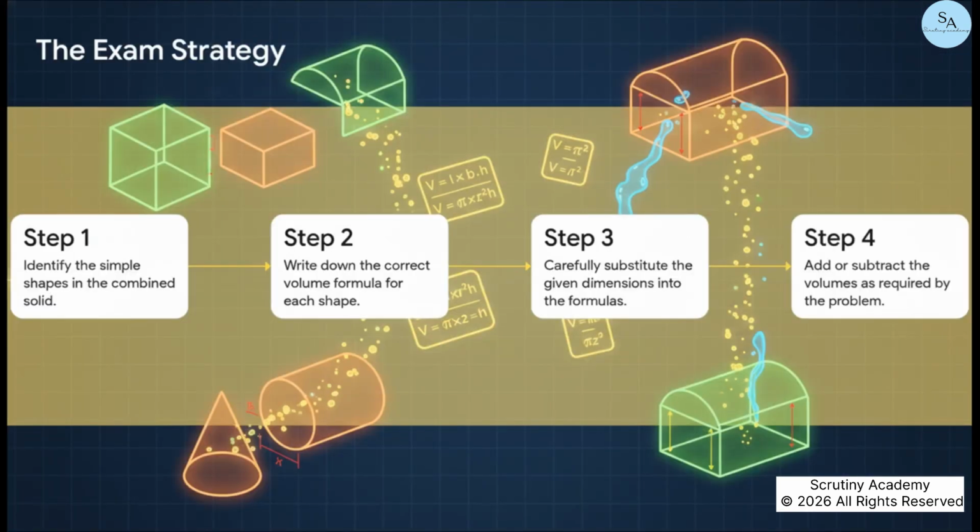1. Look at the object and figure out what simple shapes are in there. 2. Write down the correct volume formula for each of those shapes. 3. Carefully plug the numbers, the dimensions, into your formulas. And 4. Do the final math, either adding or subtracting, whatever the problem asks for. Follow these 4 steps every single time, and you'll have a clear path to the right answer.